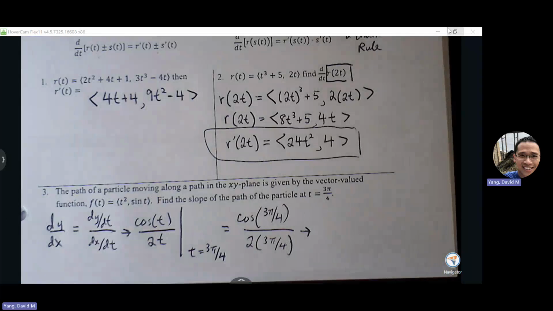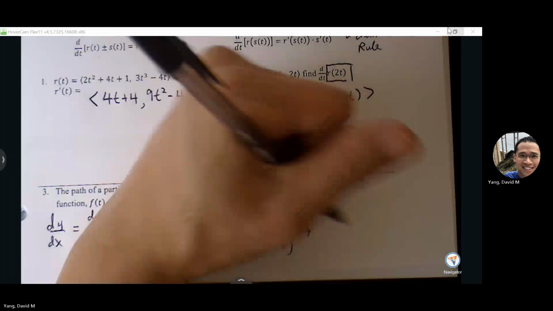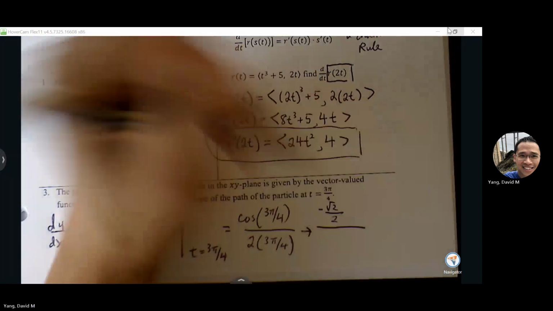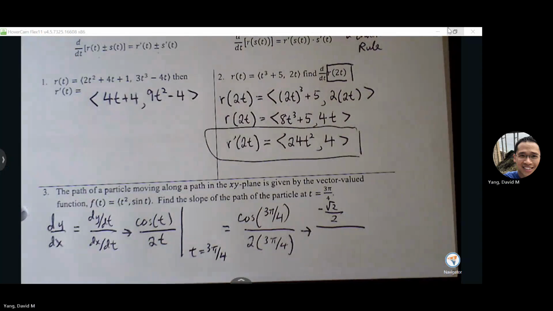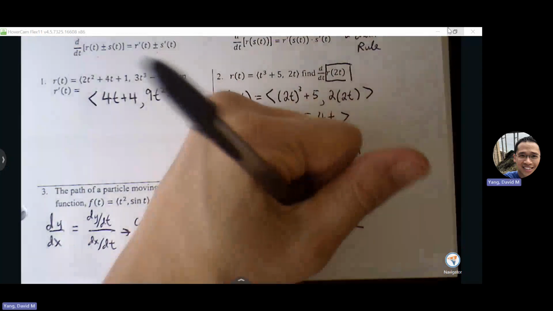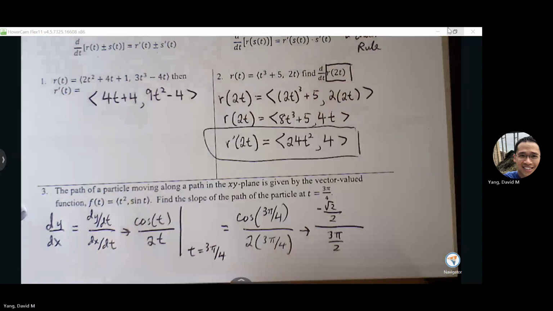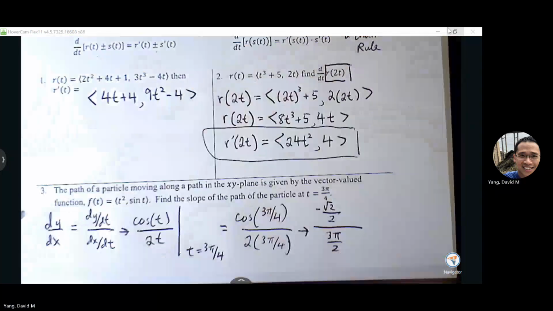Unit circle values, we know cosine, that's in the π/4 family. Cosine of π/4 is √2/2, but this is in the second quadrant, so cosine will be negative. Then 6π/4 is the same thing as 3π/2. Dividing by a fraction is the same thing as multiplying by the reciprocal. So here's our slope.